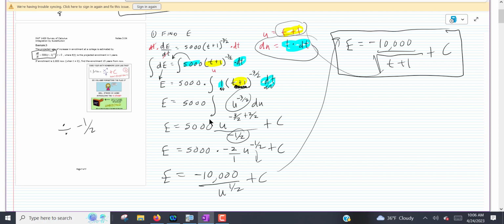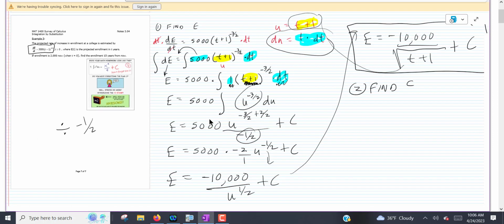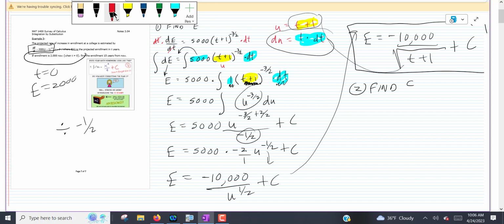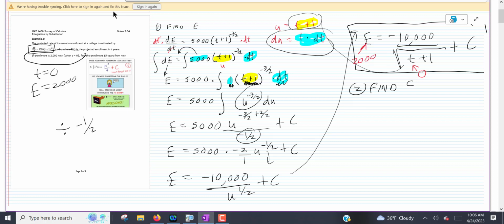That's what makes this section a little bit different than the 3.03 we were working on last time. Now one additional thing you have to do on the problem is find C. So there are 2 steps. Step 2 is we have to find C. You have to read what the problem gave you. The problem gave you that if T is 0, then the enrollment is 2,000. So everywhere you see a T, you replace that with a 0, and where you see E, you replace that with 2,000. That will give you an equation you can find C on.